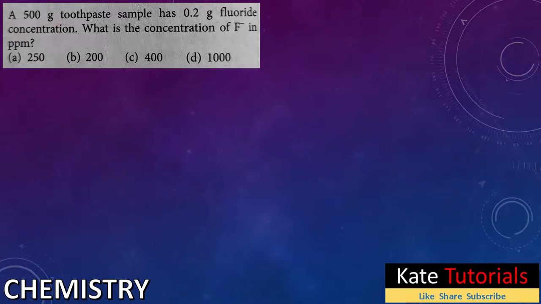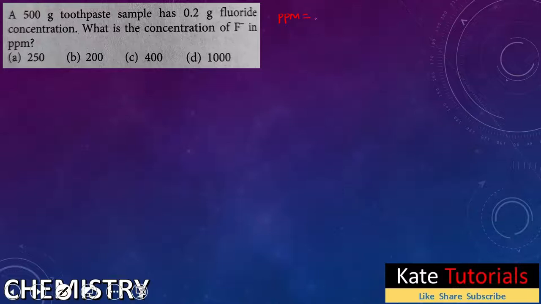A 500 gram toothpaste sample has 0.2 gram of fluoride concentration. What is the concentration of F minus in ppm? What is ppm? ppm is nothing but parts per million. So we know the definition of ppm.